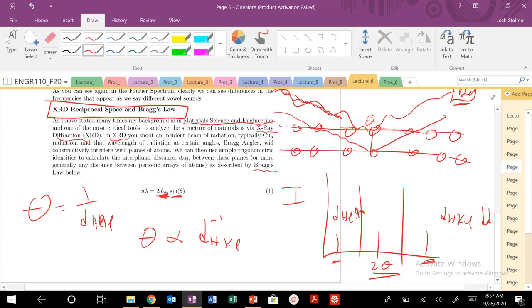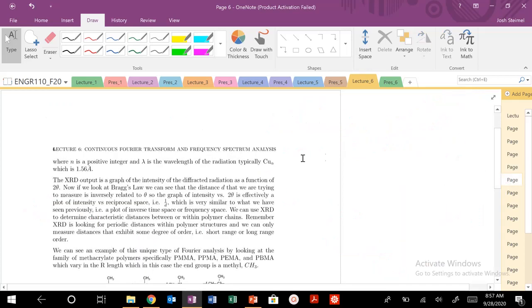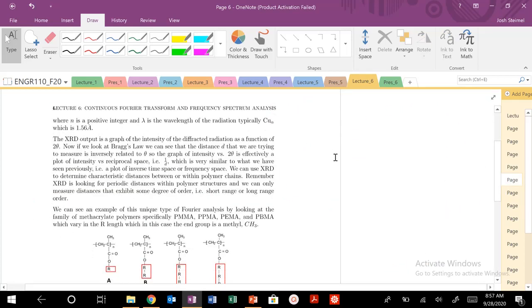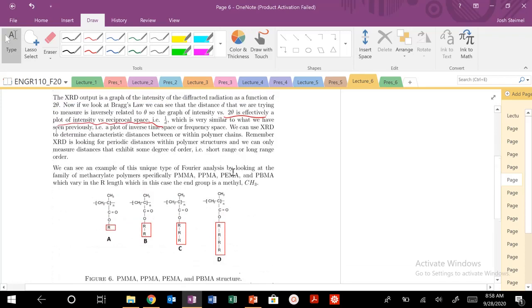So this is, again, inverse. We looked at inverse time, that was frequency. Here we're looking at this 2 theta, which is effectively this inverse space, reciprocal space is what it's typically called. So this is effectively what we're saying here. Typical case. And we can use XRD to examine differences in structure and see when things change.